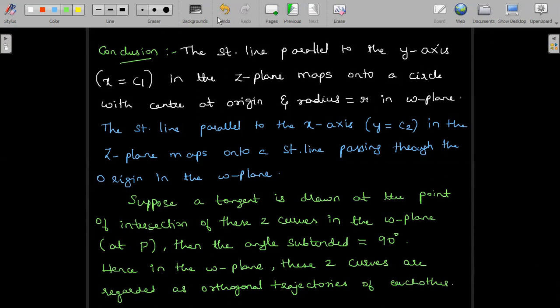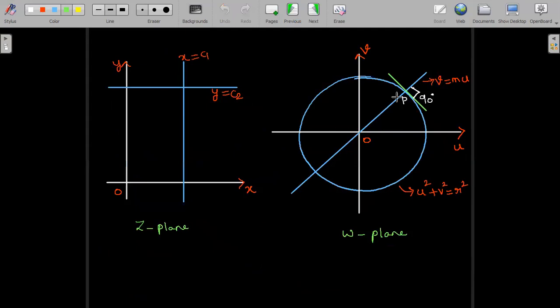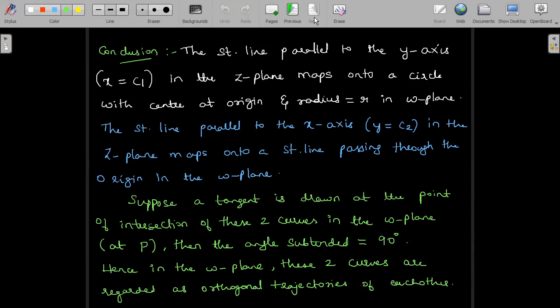So what we saw in the previous page, the two curves cut at 90°. When we draw a tangent, that can be seen clearly. One is a circle curve. The other one is a straight line. That is the reason we draw a tangent at the point P, which forms an angle 90°, which shows that these two curves are orthogonal to each other. So this is how the discussion of the transformation W is equal to E power Z can be done.